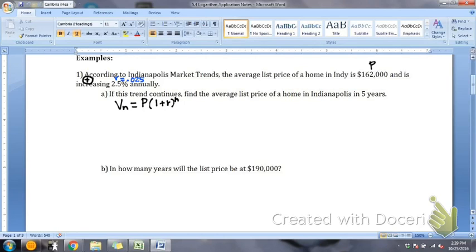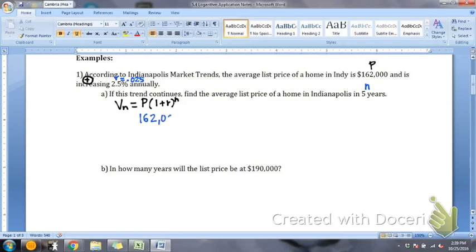And then N is number of times or number of years. And if you look at example A, it says how many years? Five. So N is 5. So now I have everything in my formula except for Vn, which is my new value, because it's asking me to figure out the new value in 5 years. So let's go ahead and fill in our formula with what we know.